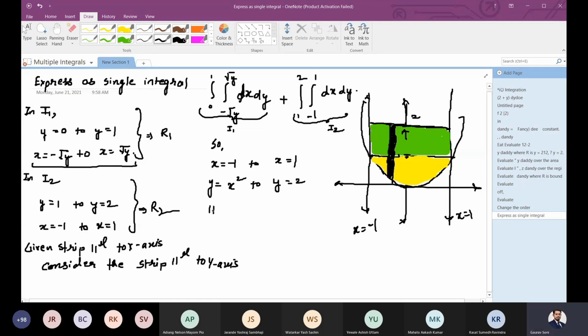And hence the combined integration is going to be, hence I is equal to the integration from -1 to +1, x square to 2, dy dx. This is the combined integration.